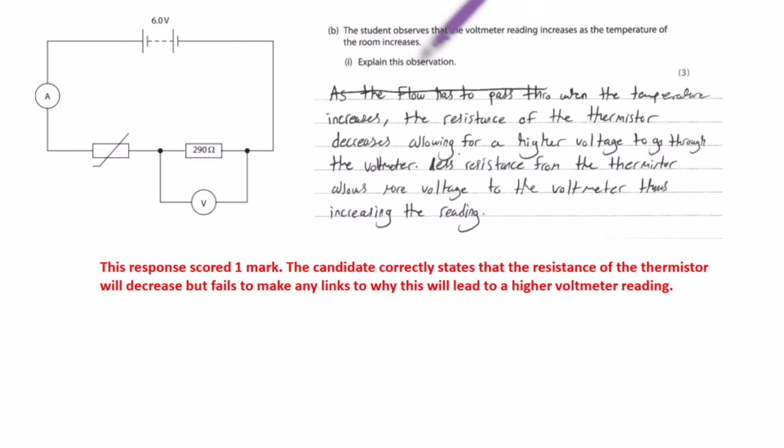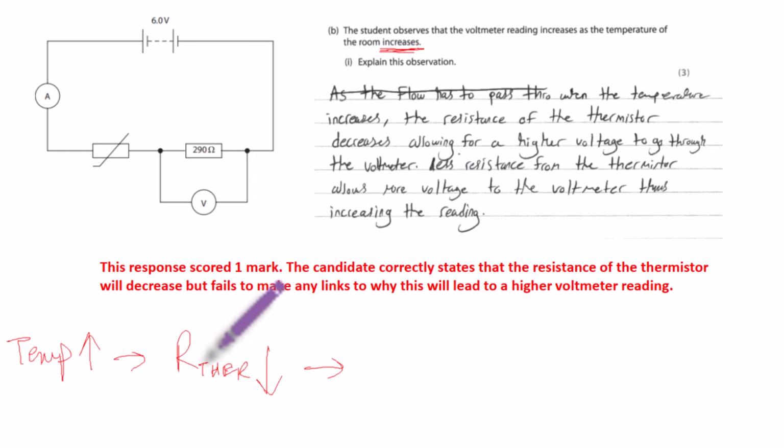So the question says, as the temperature of the room increases, check this out. Let me write it down over here. As the temperature increases, the resistance of the thermistor decreases. Like I just said, always link change in resistance with the current. If the resistance of the thermistor decreases, the current increases.